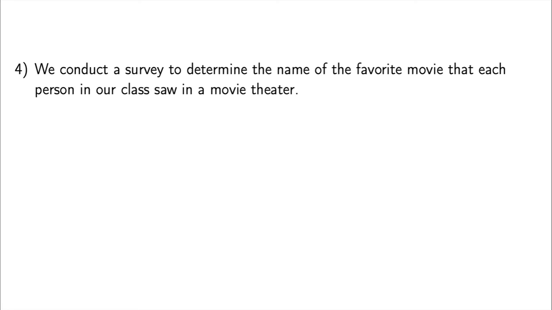Okay, last we're talking about conducting a survey to determine the name of the favorite movie that each person in our class saw in a movie theater. Well, here we're just looking at names of movies. Certainly not a number at all. And so that cannot be quantitative. This is qualitative or categorical.